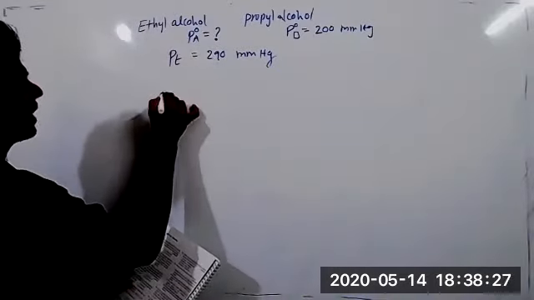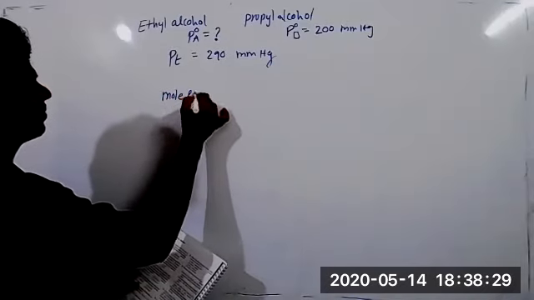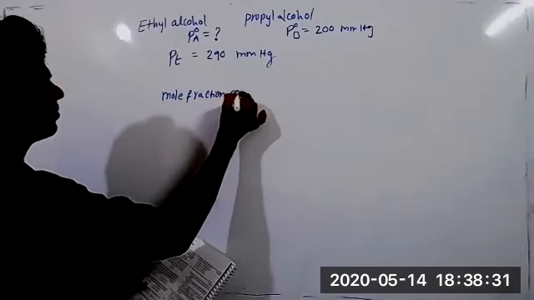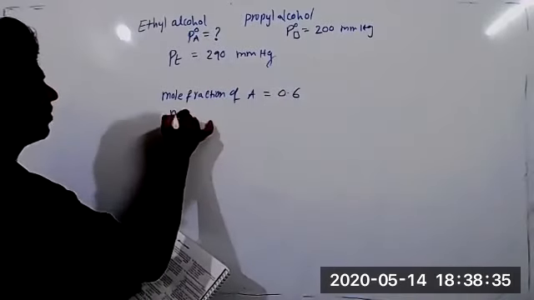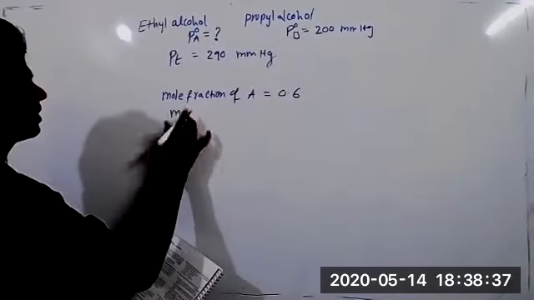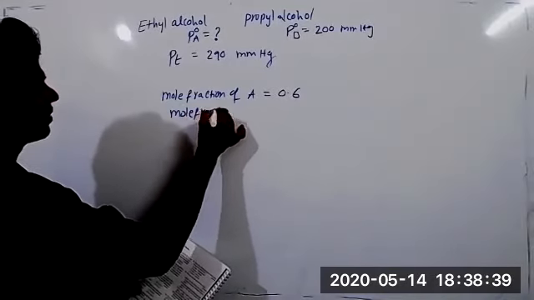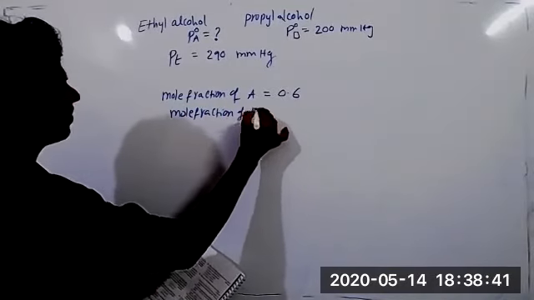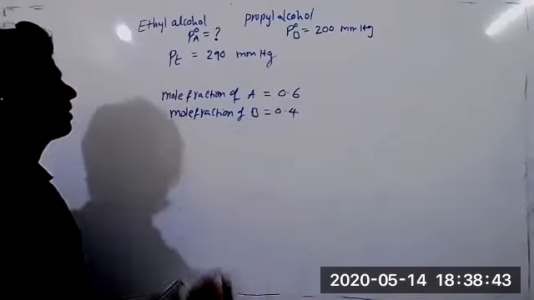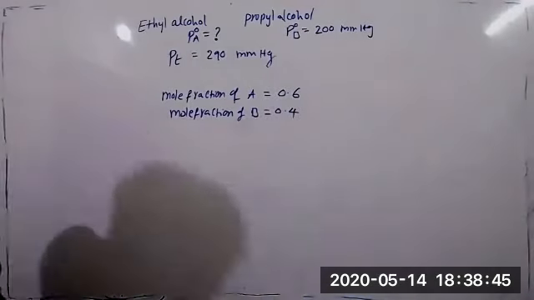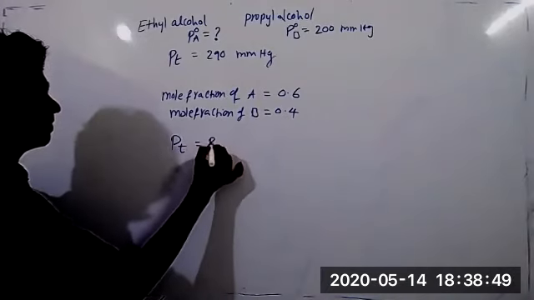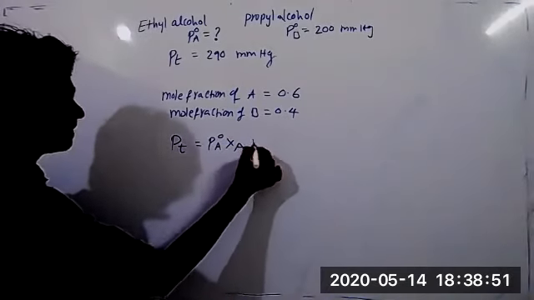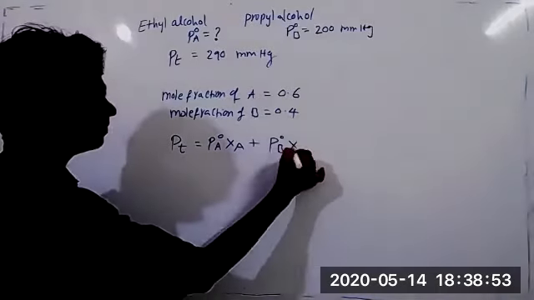So mole fraction of A, ethyl alcohol, is 0.6. Then mole fraction of B becomes what? 0.4. Mole fraction of B is equal to 0.4. Then we have the information. Now Raoult's law: P total is equal to PA⁰ into XA plus PB⁰ into XB.